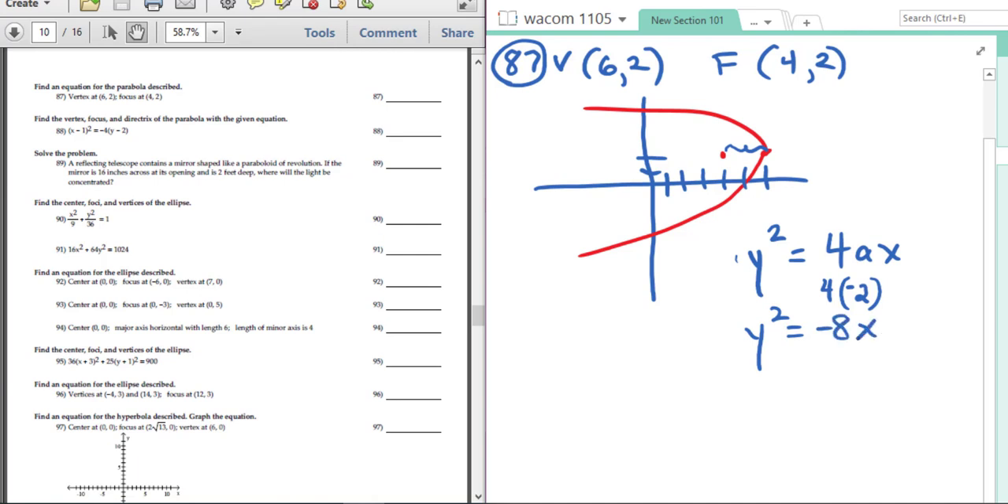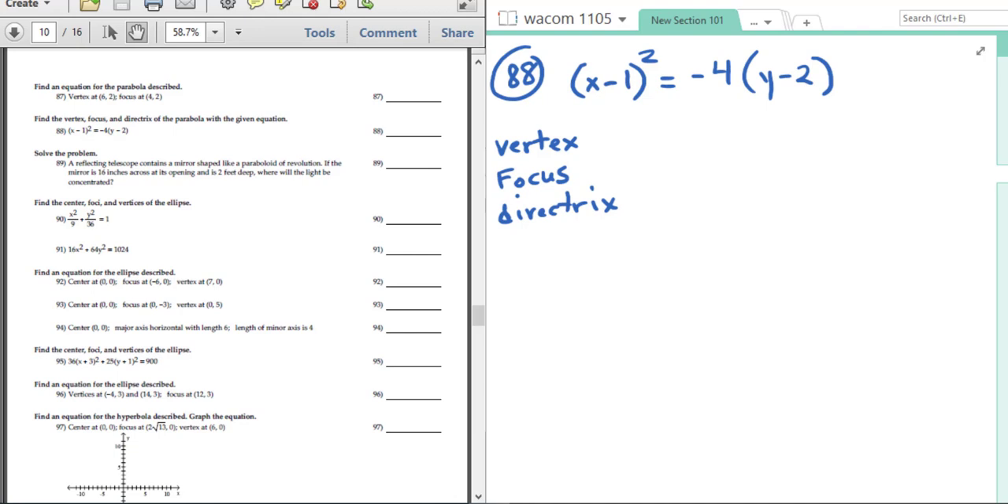And now let's fix it and put the correct center in there. You do have to remember this will be h and the second one will be k. So (h, k). And the h goes with the x. The k goes with the y. So this is y minus k, which is 2, squared equals negative 8 times x minus 6.